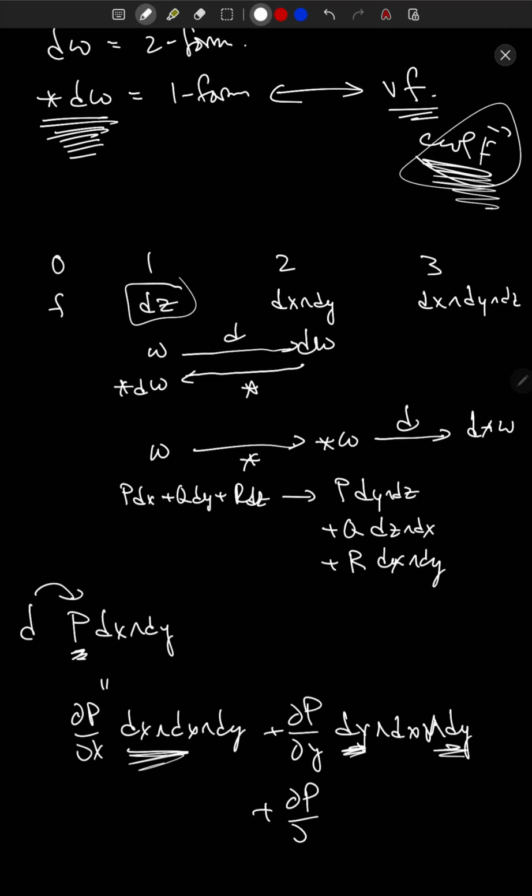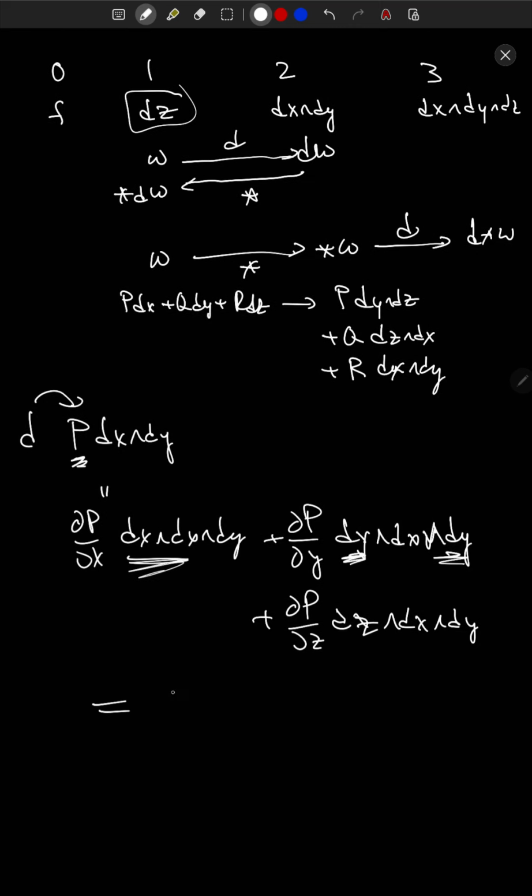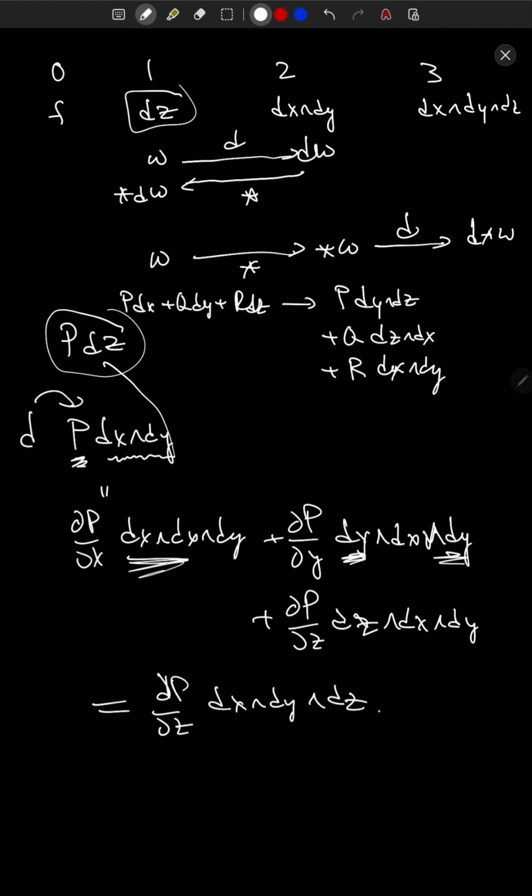Plus dp dz, dz wedge dx wedge dy. And so this ultimately is the same as dp dz, dx wedge dy wedge dz. But what was dx wedge dy? This corresponded to, over here as a one form, p dz. So p dz goes all the way to dp dz. So the coefficient of the z term gets differentiated by z.